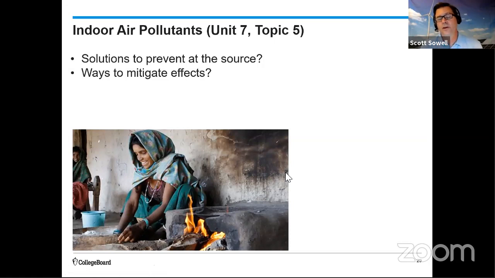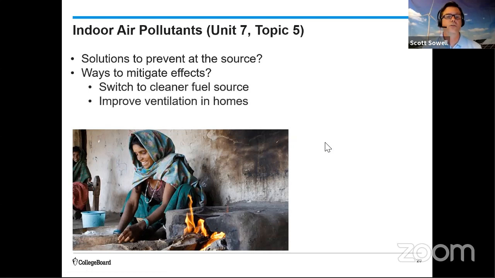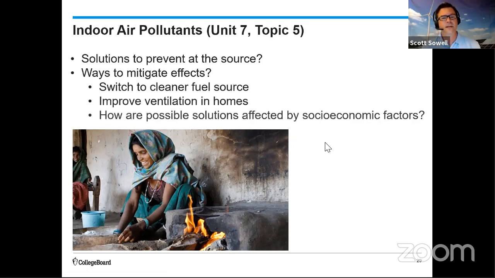So how could we prevent this? Would there be a way to prevent this from the source, or a way to mitigate the effects? Well, one thing to do would be switch to a cleaner fuel source, or to improve the ventilation at homes. But remember that all of these solutions probably have a cost associated with it, and you may want to think about how socioeconomic factors affect that ability to make that change.